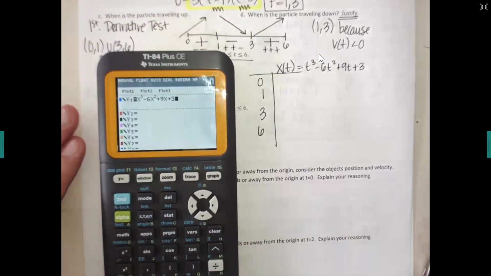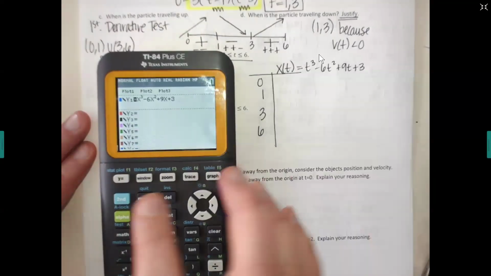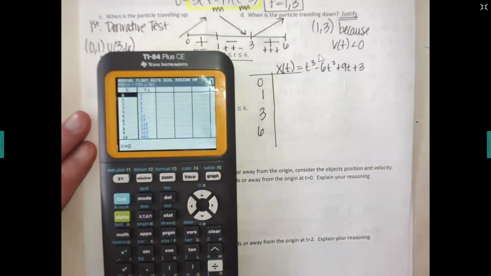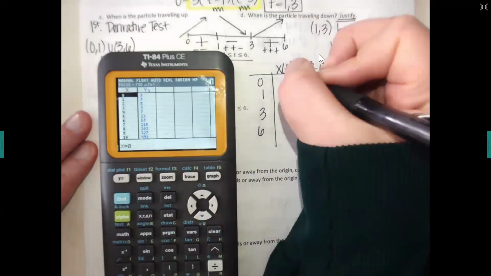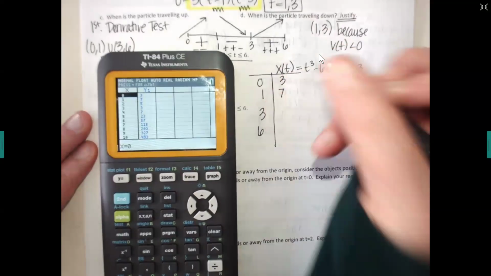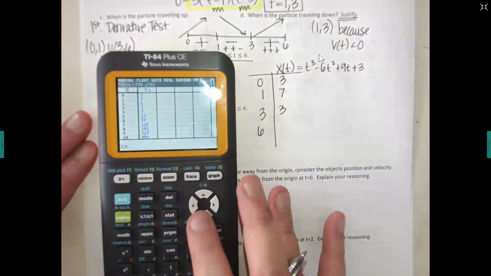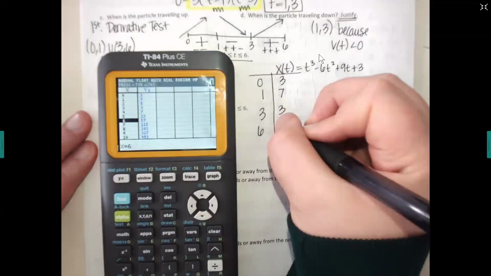All right, let's refocus here. Okay, so the quickest way for you to do this is not to type in each number one at a time. Put the equation here and then open up your table. Zero's partner is 3. 1's partner is 7. 3's partner is 3. And 6's partner is 57.